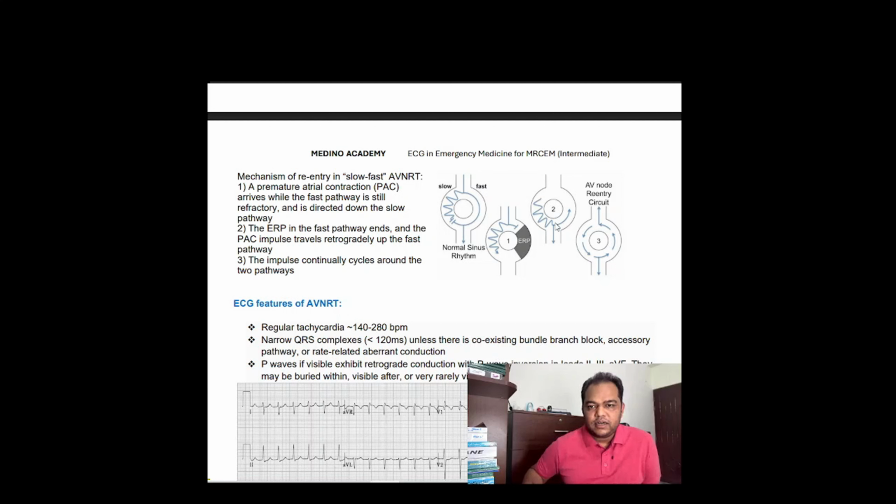When it reaches here, the ERP stage of the fast pathway ends, and now the fast pathway is ready to receive another impulse. So the impulse which has traveled through this slow pathway enters into the fast pathway, and then it goes into the slow pathway again. So this occurs repeatedly, and it causes AVNRT, that means atrioventricular nodal reentrant tachycardia.